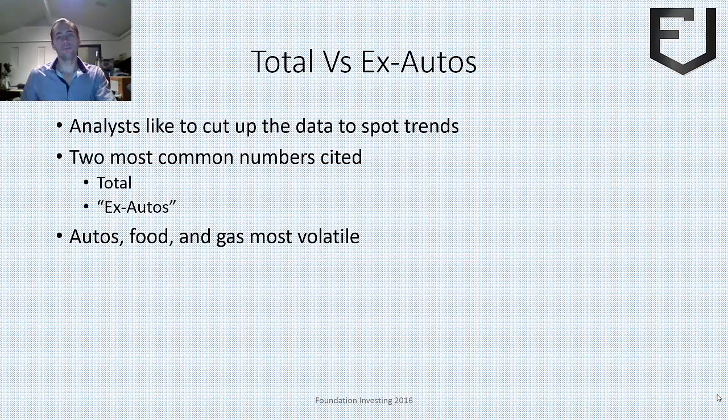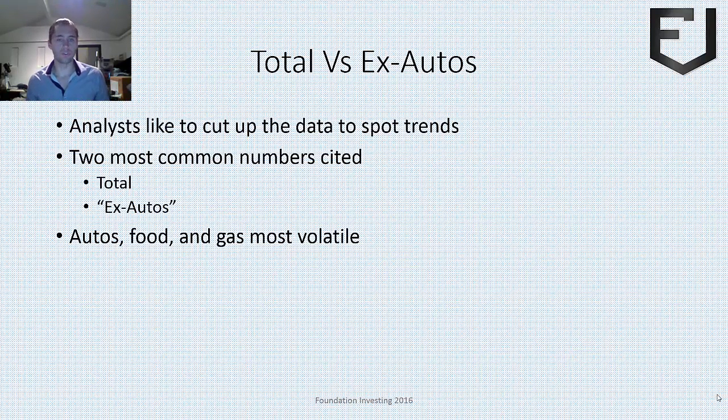There are two primary numbers that are reported. They're called total and ex autos. Analysts cut up the data to spot trends this way, and the reason they have an ex autos number is because the auto segment of retail is one of the most volatile, and it also has a very high ticket price. So sometimes if you take that out, you can spot more stable trends.